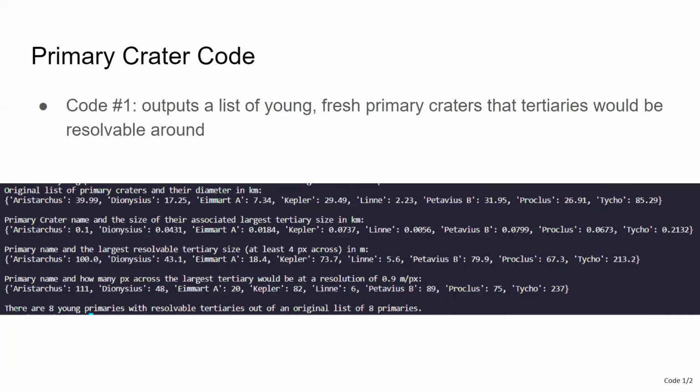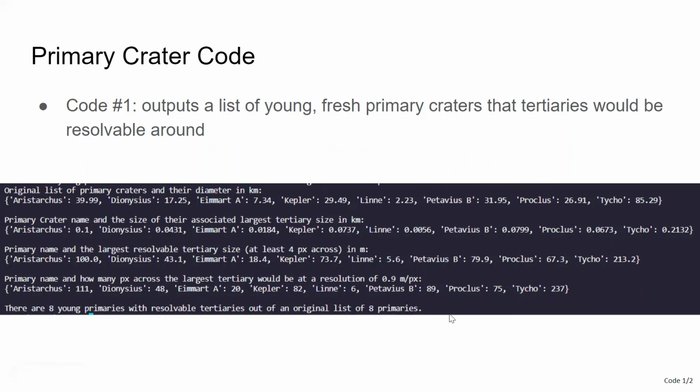All right, I also did a little bit of coding. So first, let's talk about the primary crater code. This is very useful because you can put in the diameters of primary craters and it will output a list of young, fresh primary craters that tertiaries would be resolvable around. So you say, okay, I have imagery that is 1 meter per pixel or 100 meters per pixel, and then you put in the diameters and it filters out some of them.